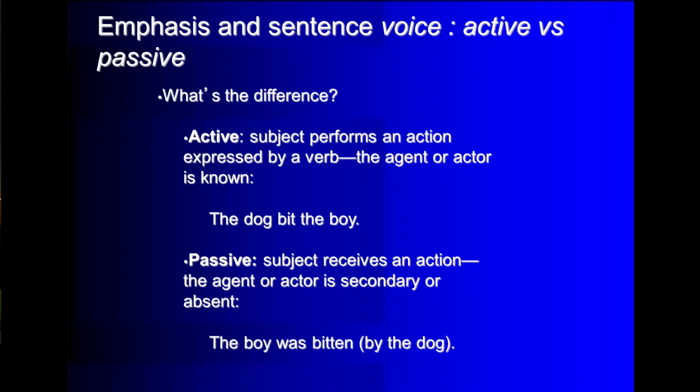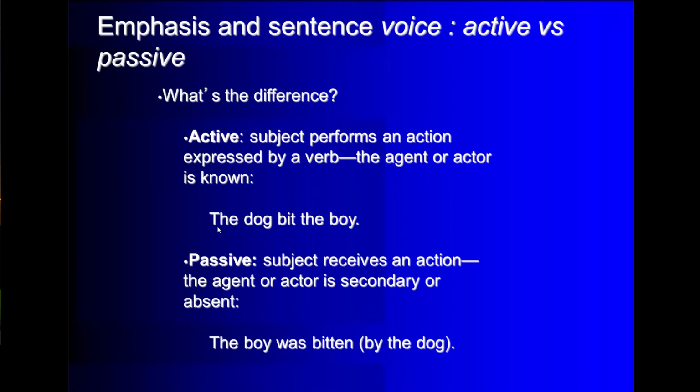They are different constructions according to where the emphasis in the sentence is cast, okay? So in an active sentence, that's the simplest form of sentences in English, and they essentially follow the format of subject, verb, object. Remember this? So look, the subject performs an action and it's expressed by a verb, the action itself. And you know who the agent or the actor is.